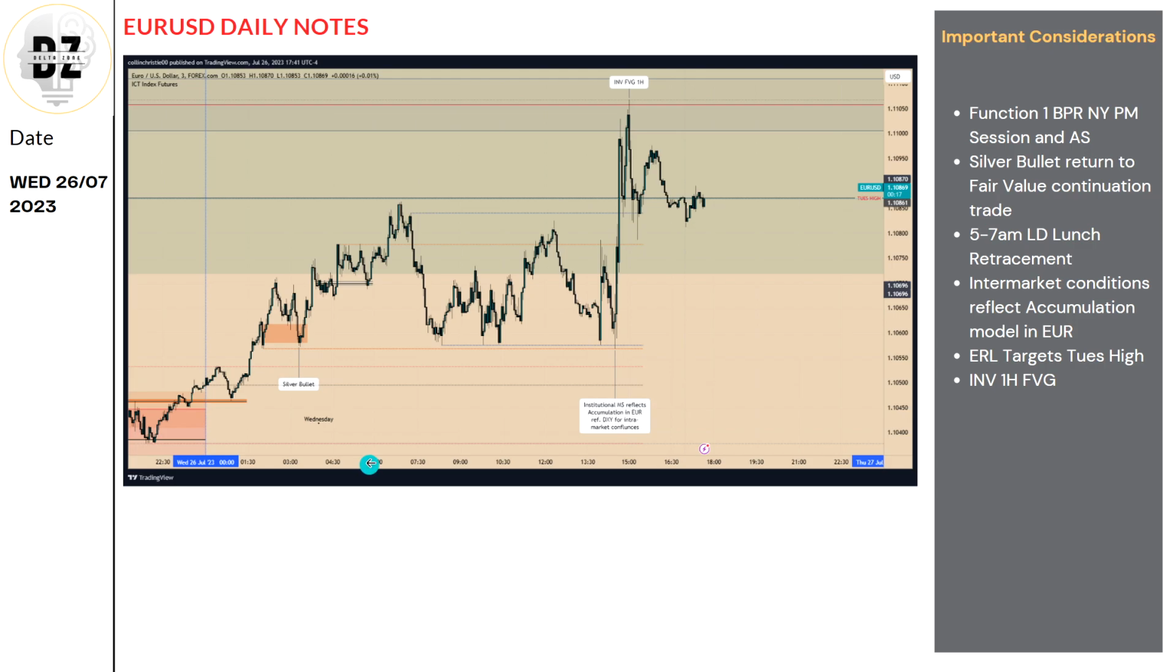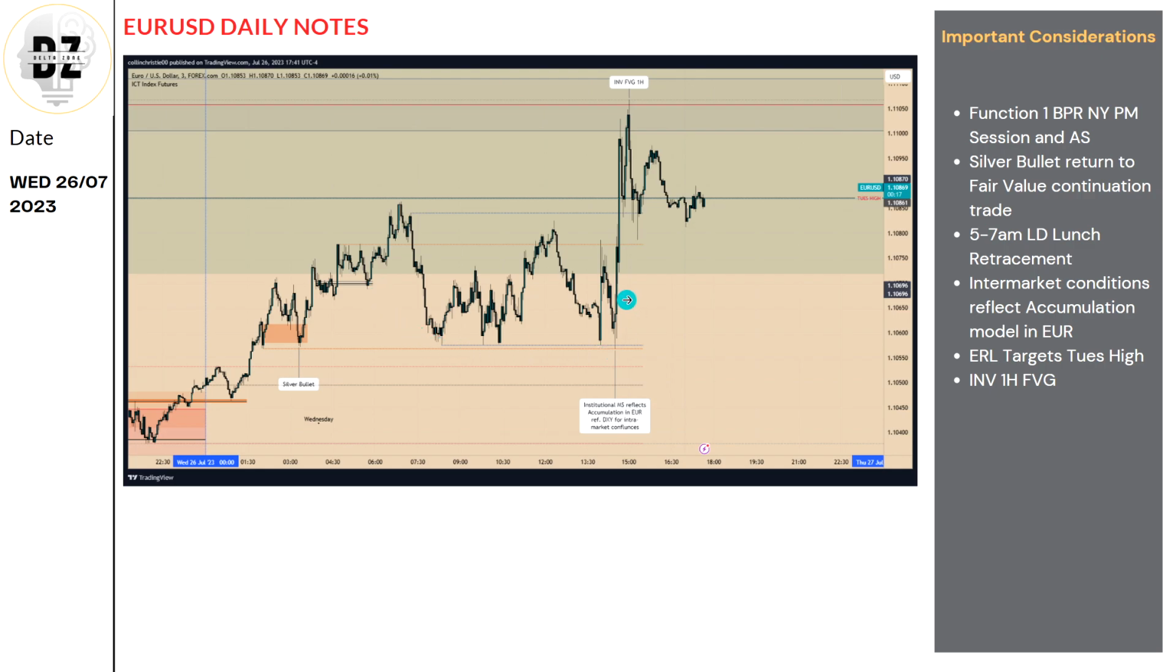So this is an overview of the day's trading, and the main points I want to draw your attention to are the retest of that balanced price range at equilibrium, and the use of the inverted fair value gap with an expectation that it can be used as a mechanism by which to enter the market, given the nature of our narrative studies up until this point. Then we had the silver bullet setup, return to fair value, continuation trade between 3 and 4 a.m. We had a retracement during London's lunch period, 5 to 7 a.m. There was a small balanced price range here, which traded back into another inversion fair value gap.